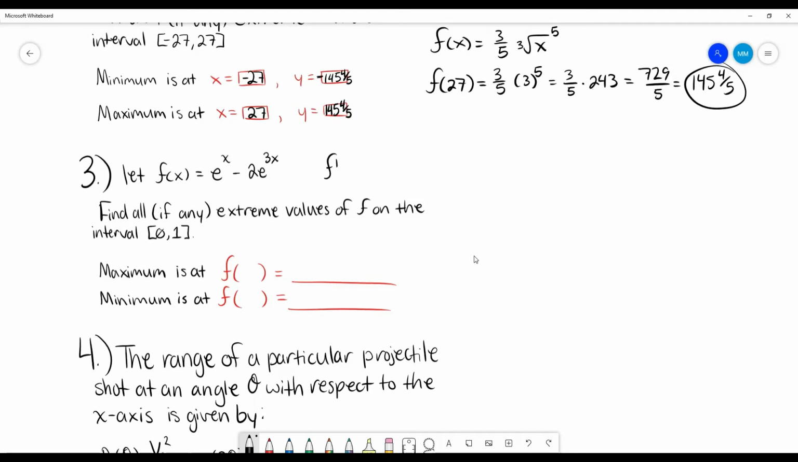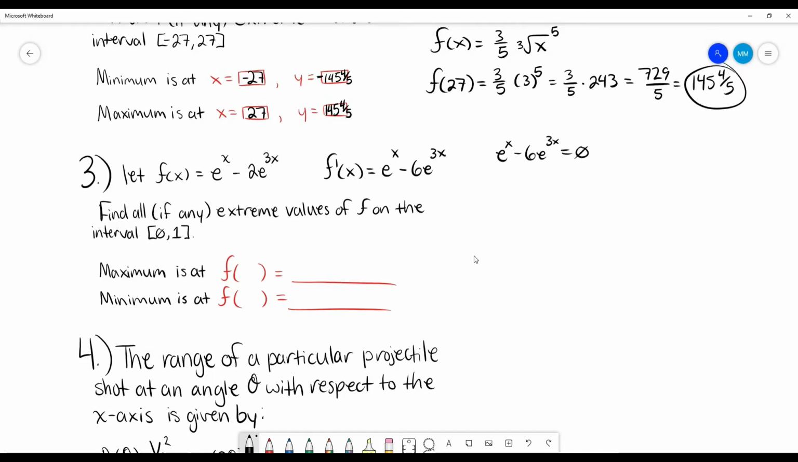We'll take our derivative here. So I know the derivative of e to the x is just itself. And I know the derivative of, and I'm going to use chain rule here, e to the 3x would be 3e to the 3x. But I've got a 2 in front, so it's going to be 2 times 3e to the 3x. So it's going to be a 6e to the 3x. And that's our derivative.